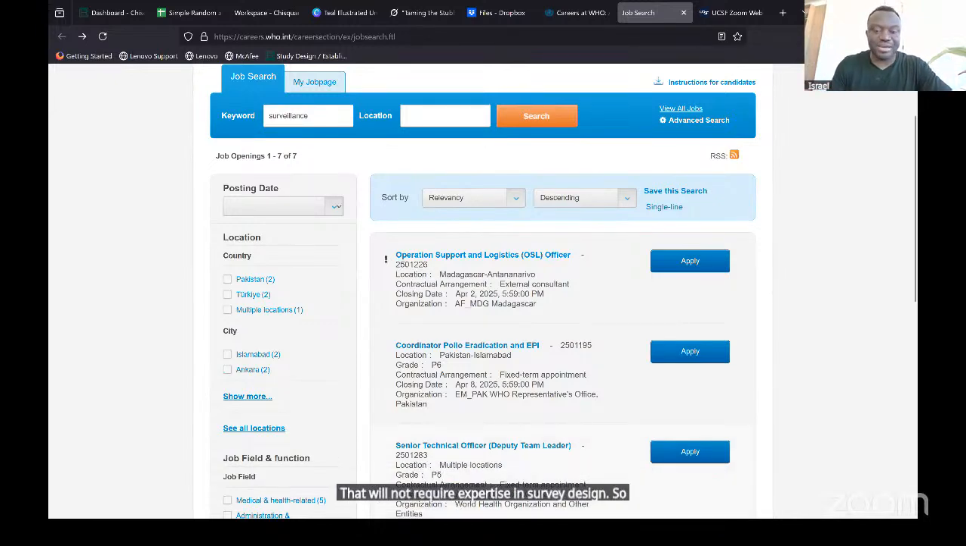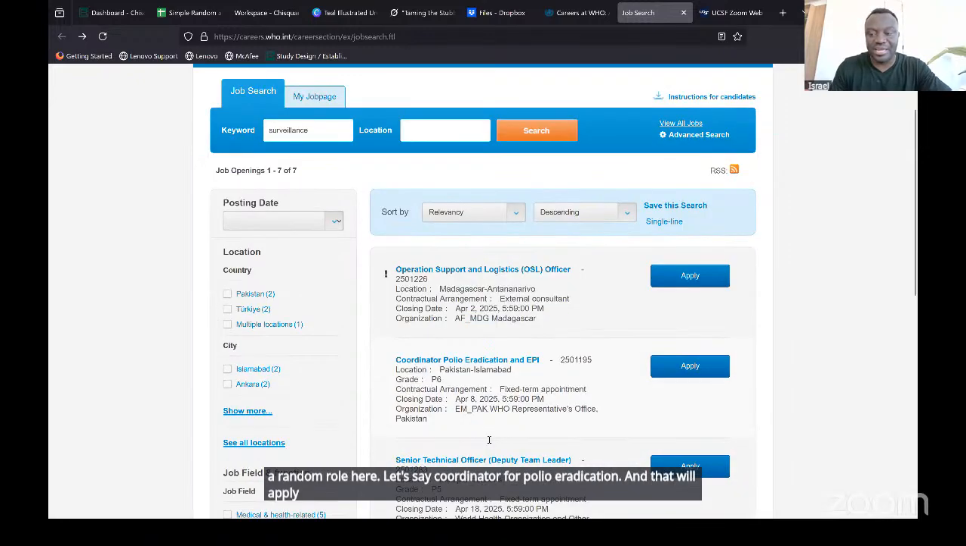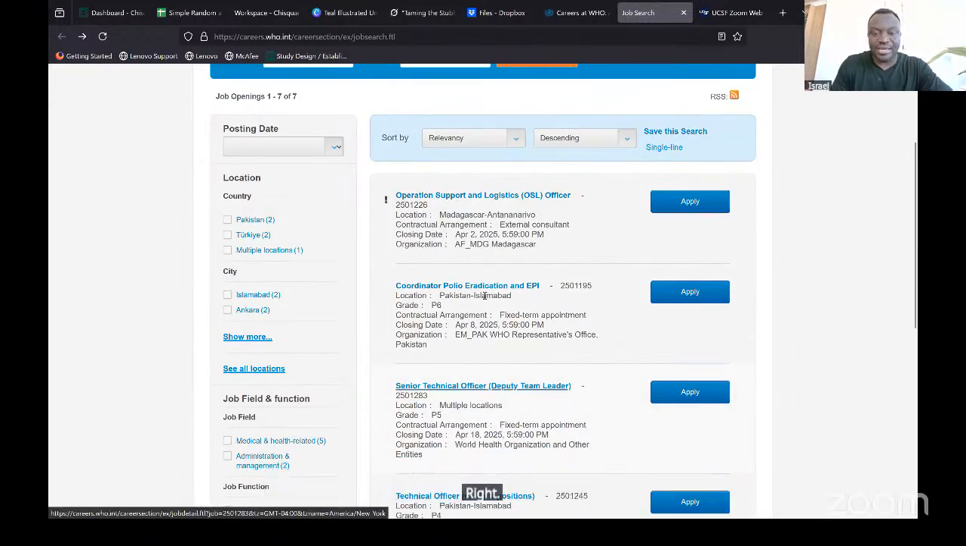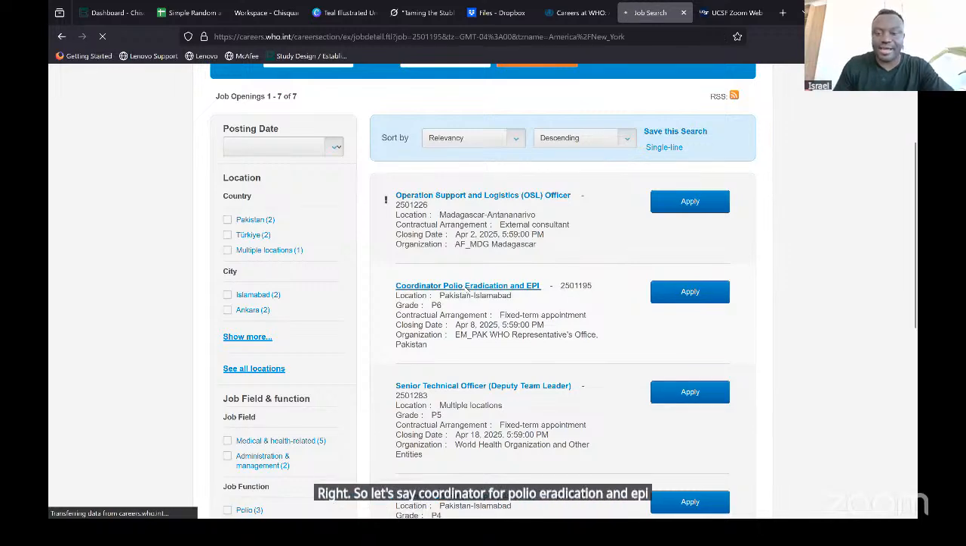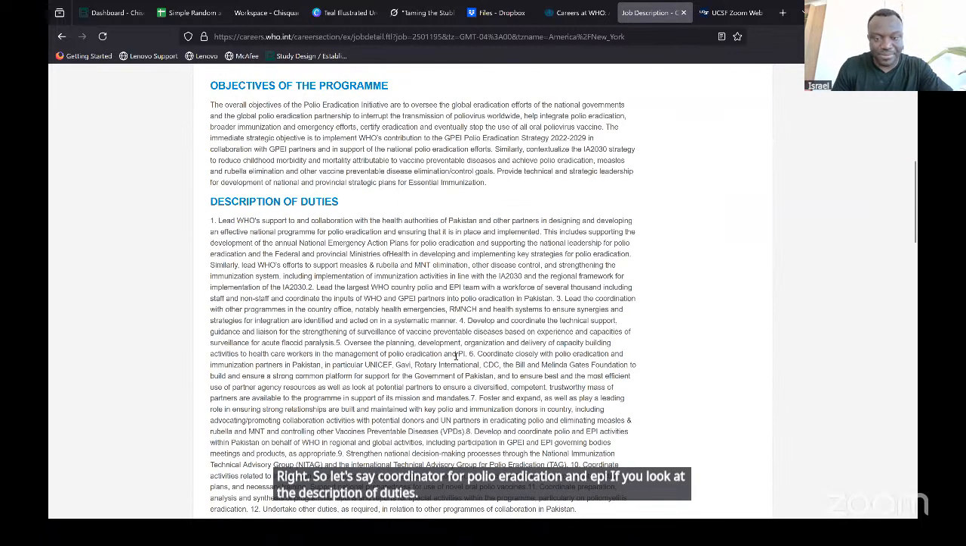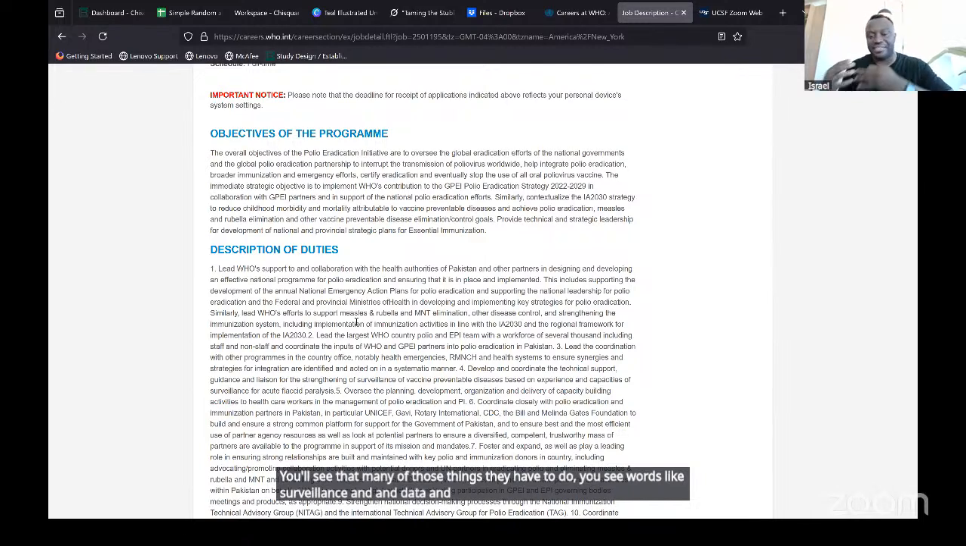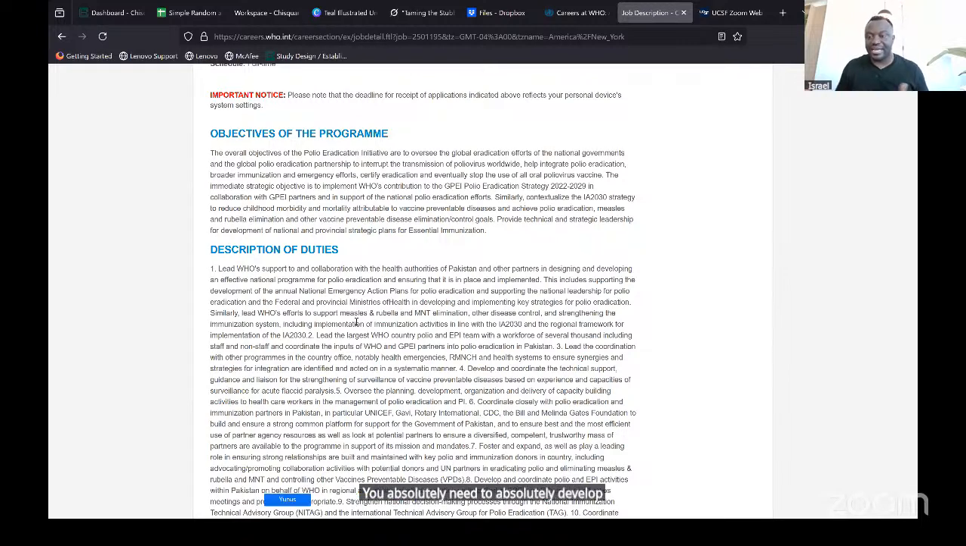Let's pick a random role here, say coordinator for polio eradication, and that will apply to any role we pick, by the way. Coordinator for polio eradication and EPI. If you look at the description of duties, you see words like surveillance and data and surveys, and all of those require expertise in survey design. So the endpoint is that as much as you want to work in an international organization, you absolutely need to develop expertise in the design and the conduct of surveys.